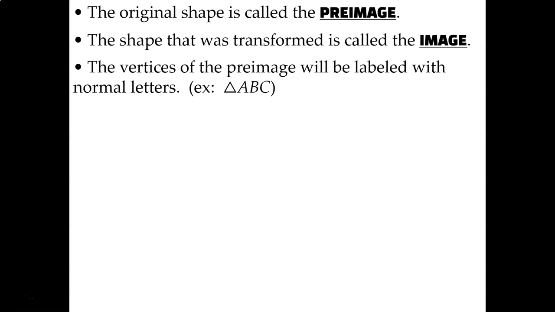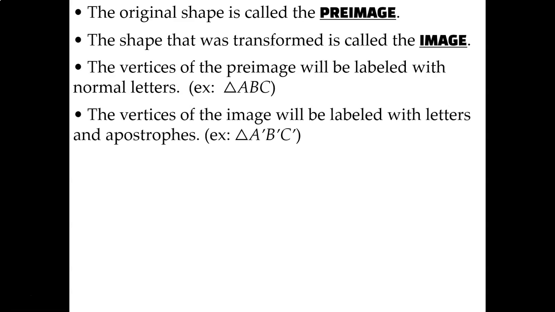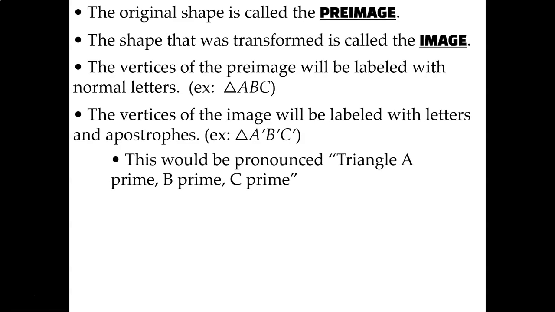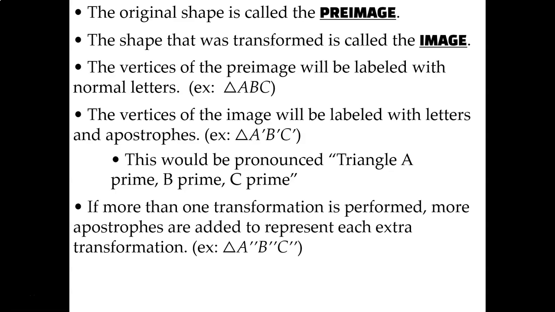The vertices of a preimage are labeled with just normal letters, for example, triangle ABC. But the vertices of the image will be labeled with apostrophes, and those apostrophes are pronounced prime. So triangle A prime, B prime, C prime would be the image of triangle ABC. When we get to compositions of transformations, you'll see that there will be multiple apostrophes depending on how many different transformations were performed. So you could have something like A double prime, B double prime, C double prime.